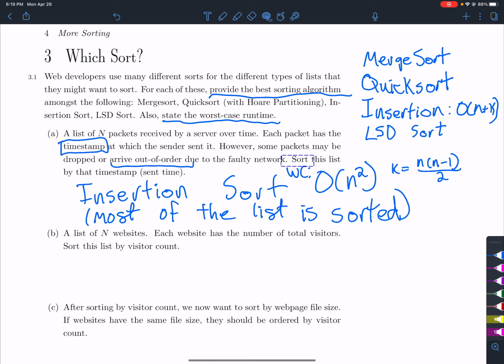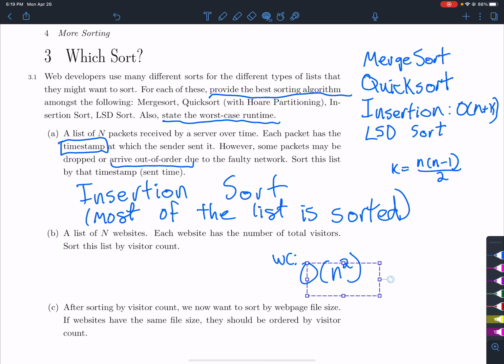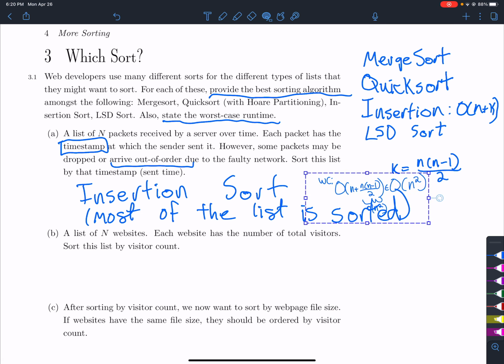To expand upon this a bit more, you could say big O of n plus n times n minus 1 over 2, because this factor is on order n squared. And then the n term is negligible asymptotically. It just doesn't make much of a difference.